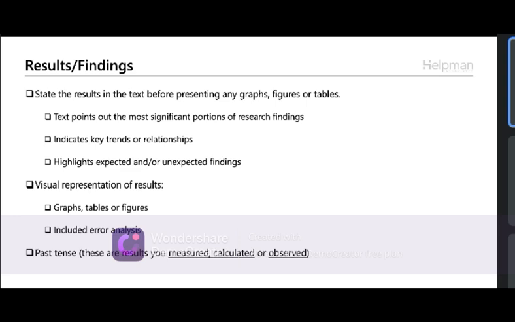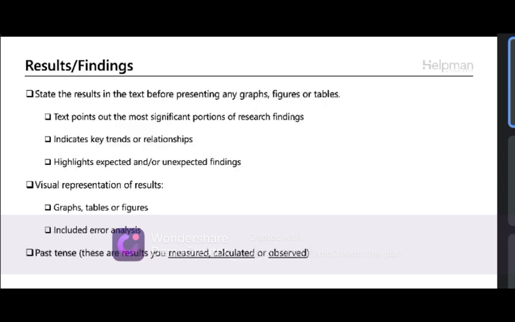Then, as I said, you write in past tense. These are results you measured or calculated or observed. In an output writing, you cannot have future tense in it. We did this. We looked at this. We reviewed this. We did that. You can't say you are reviewing or you are going to review in an output writing. No way.